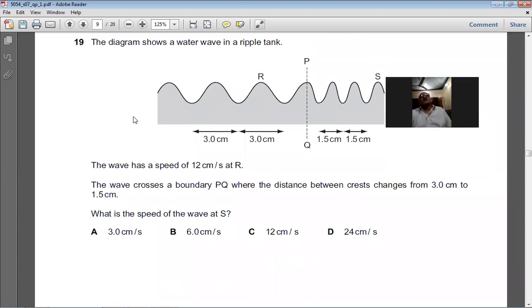The diagram shows a water wave in a ripple tank. The wave has a speed of 12 centimeter per second at R. Okay, so now here we have the ripple tank. Here the water is deep, and here the water is shallow. So if I know the wavelength, you know, V is equal to F lambda, and F is equal to V by lambda.